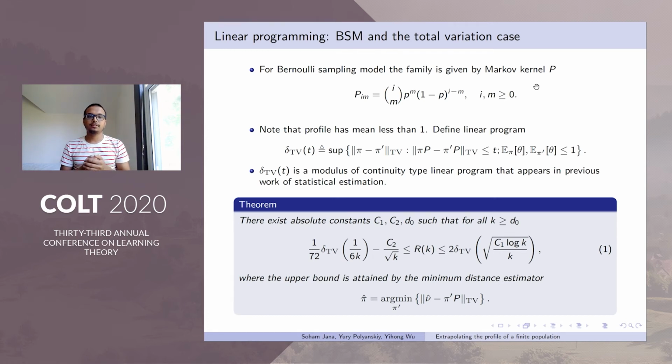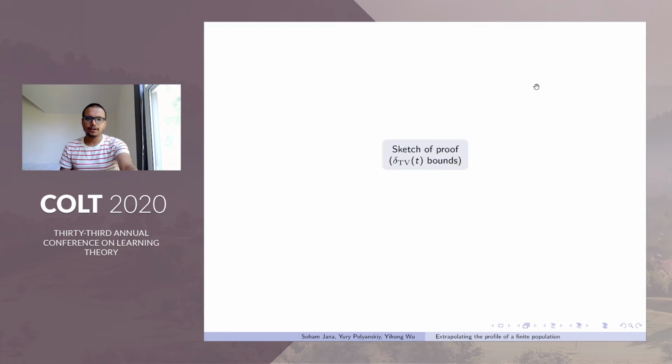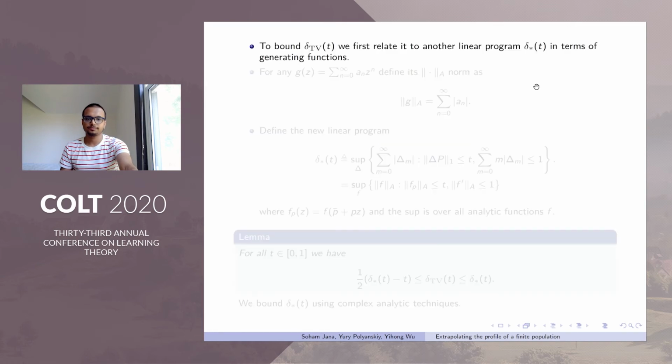Now we show that this linear program delta TV can actually upper bound the risk and also lower bound it. We show that the risk is bounded from above by delta TV evaluated at log k over k, square root of that, and it is bounded from below by delta TV evaluated at 1 over k. Next, we show that the linear program delta TV actually has a logarithmic dependency on its argument, which gives us the risk bound that we are looking for. So we finally just prove bounds on delta TV and then get some good results on the risk.